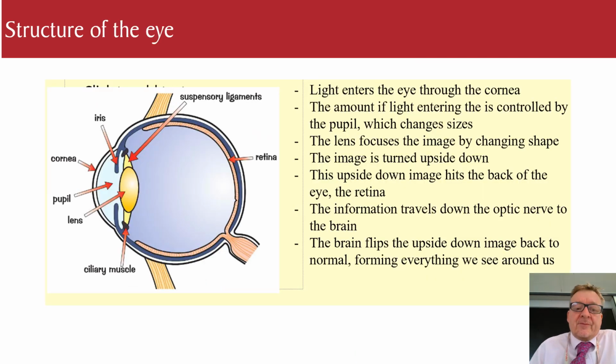Structure of the eye, right? So what I've got here is a picture of the eye. I'll start at the front. I've got the pupil, which is the hole, the black bit in the middle of your eye.